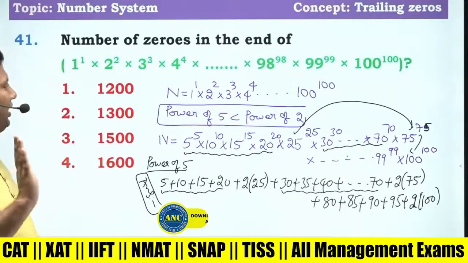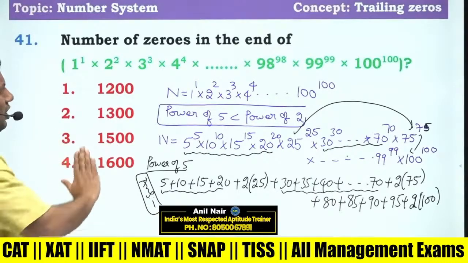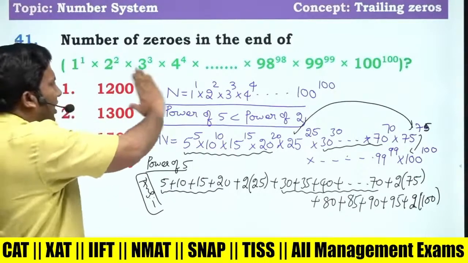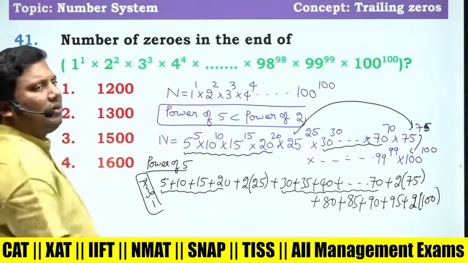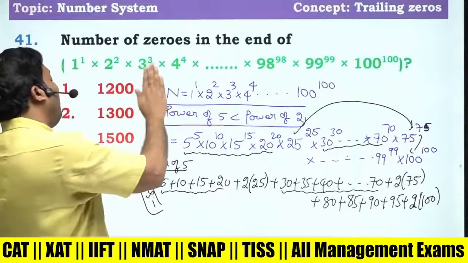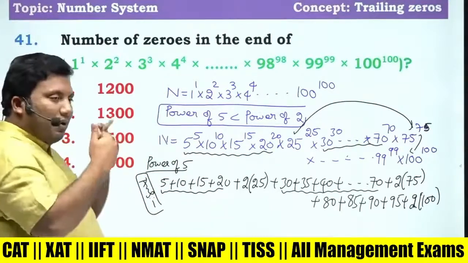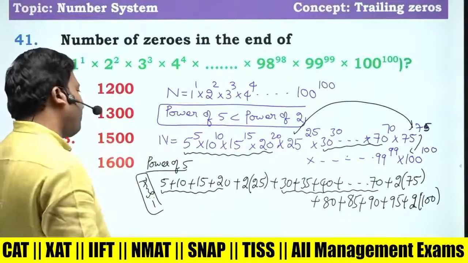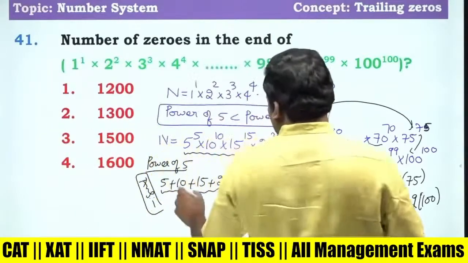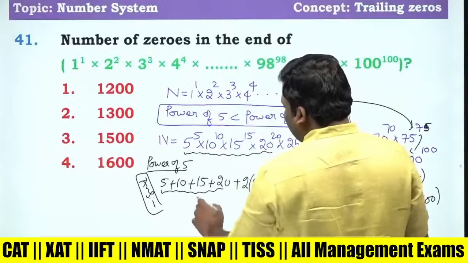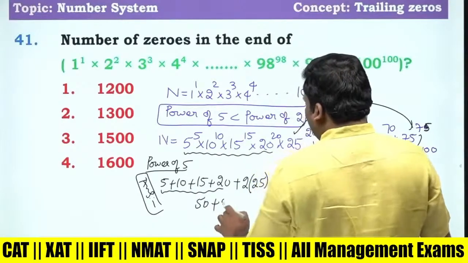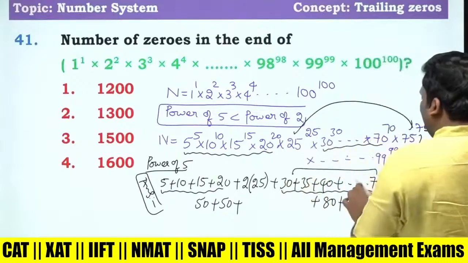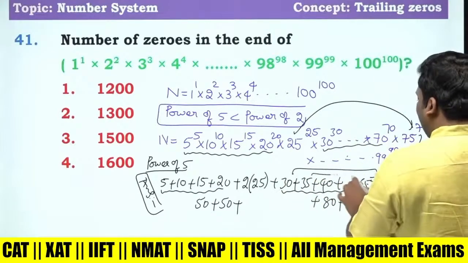I hope the idea is clear. Very, very good question. You should not get intimidated looking at this question. There are 100 terms. Every second term is a power of 2 and every fifth term is a power of 5, so the power of 5 will be less than the power of 2. Only take the powers of 5. If you solve like this, 10, 5 plus 15, 20, 30, it is 50. 25 2s are 50. So this will be 30 plus 70, 100. 65 plus 35, 100.